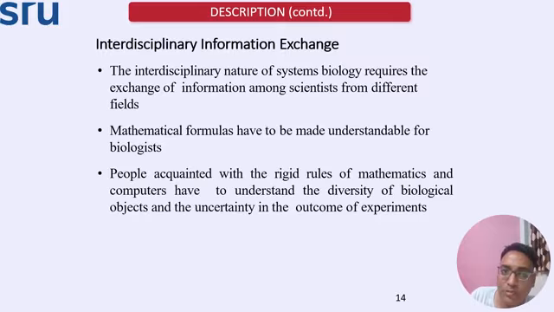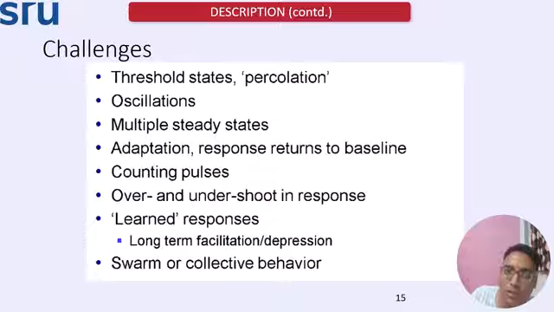Interdisciplinary information exchange. As I have been saying, the complete part of systems biology requires interdisciplinary information exchange. All the different parts are worked out by the scientists, so that the information is always shared. Mathematical formulas have to be made understandable for biologists. The people acquainted with easy tools of mathematics and computers have to understand the diversity of biological objects and uncertainty in the outcome of experiments. So you need to understand everything properly to give the required mathematical model.